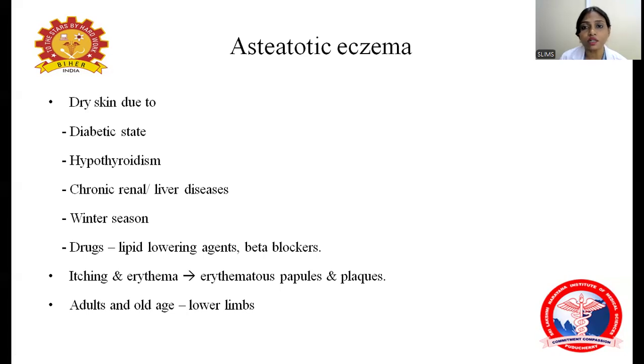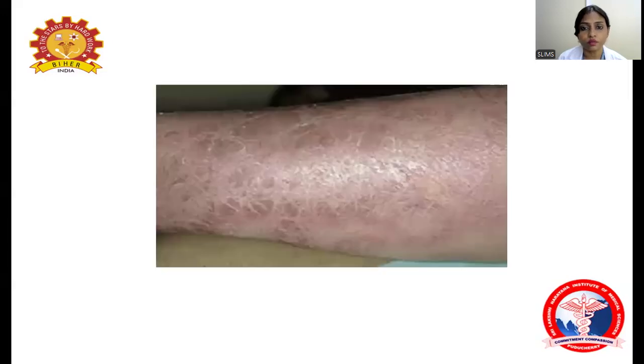It usually occurs in adults and old age groups, and is mostly seen in the lower limbs. This is a leg showing asteatotic eczema, where you can see scales, fissures, and erythema present over the leg of an elderly person.